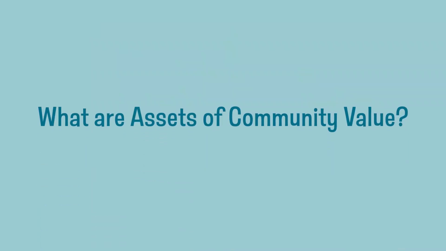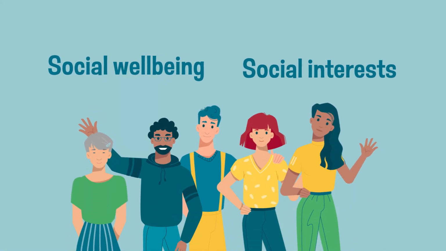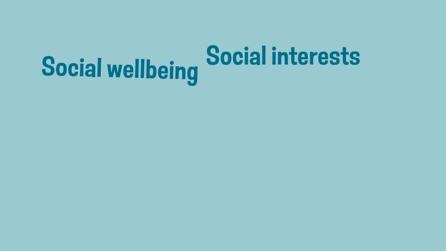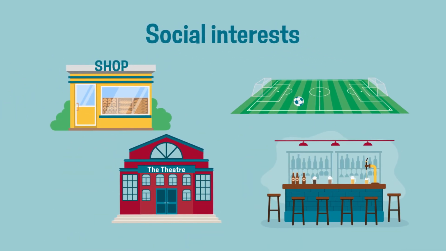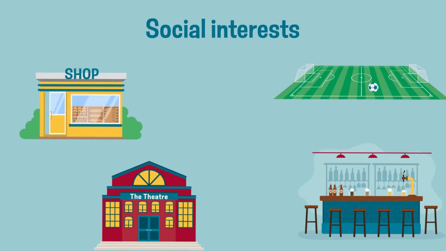So, what are assets of community value? Assets of community value are buildings or land within our local area that further the social well-being or the social interests of the local community. Well-being isn't defined within the legislation, but social interests might include cultural, recreational, or sporting interests.